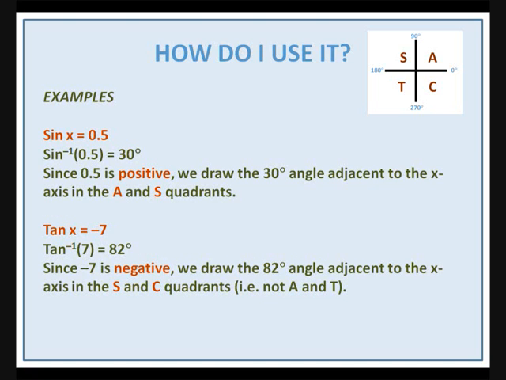Examples. Sine x is 0.5. The inverse sine of 0.5 is 30 degrees. Since 0.5 is positive, we draw the 30 degree angle adjacent to the x-axis in the A and S quadrants. Tan x is minus 7. The inverse tan of 7 is 82 degrees. But since minus 7 is negative, we draw the 82 degree angle adjacent to the x-axis in the S and C quadrants, i.e. not A and T.